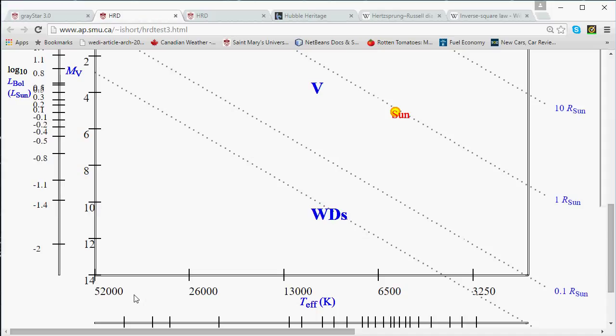Now already, if we think back to episode 1 and the relationship between effective temperature and color, we can also guess where stars are going to go in this diagram according to their color. That red stars are going to go to the right, blue stars are going to go to the left, and yellow stars will end up in the middle somewhere.